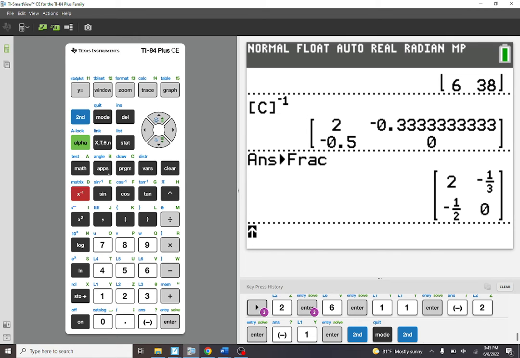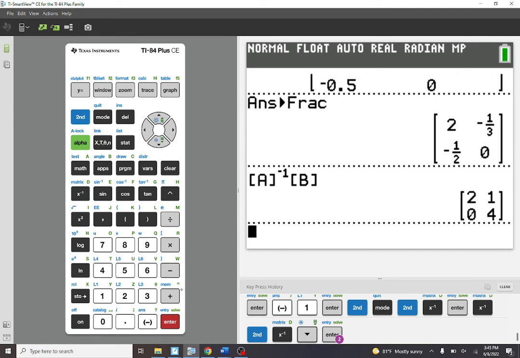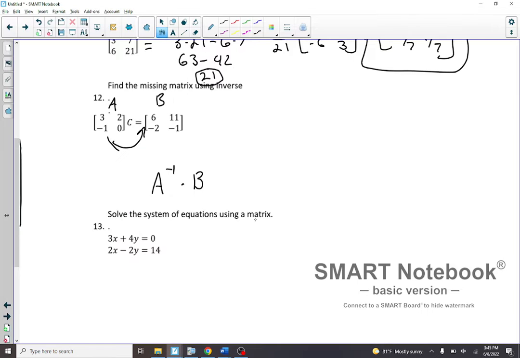From here, we're going to click second matrix. A, the inverse of A though, times the matrix of B. 2, 1, 4, 0. So your final answer here is 2, 1, 4, 0. So when you have this, you have to invert it. Oh, 2, 1, 0, 4, my fault.